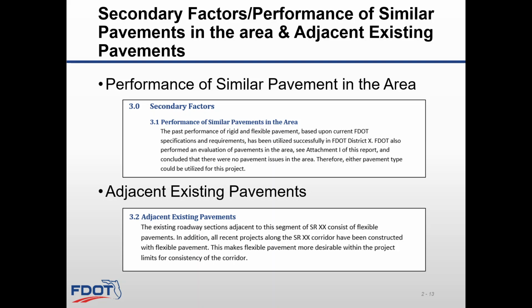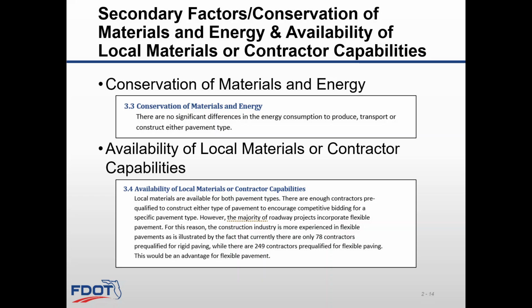Another secondary factor is adjacent existing pavements, provided there are no changes in the conditions. Existing pavements in the area have provided adequate service. The continuity will also simplify the maintenance. Here are included two examples of the narrative used in the pavement type selection report for these two secondary factors.